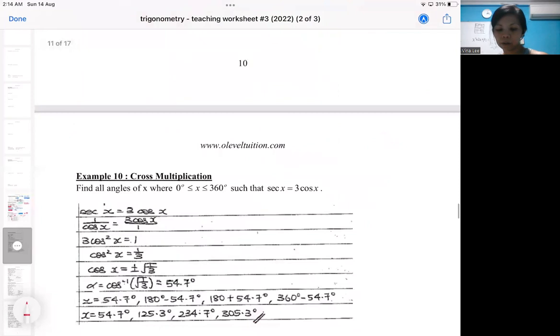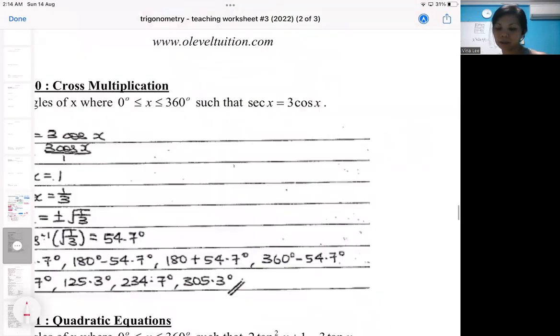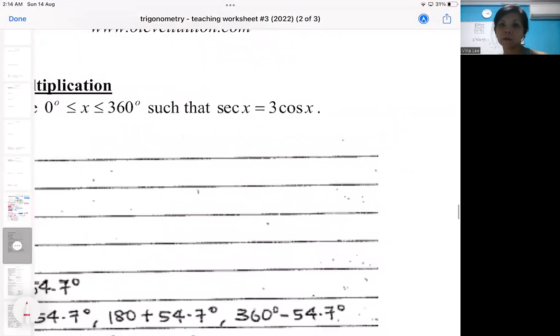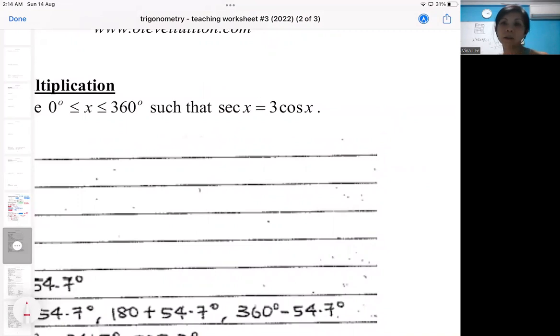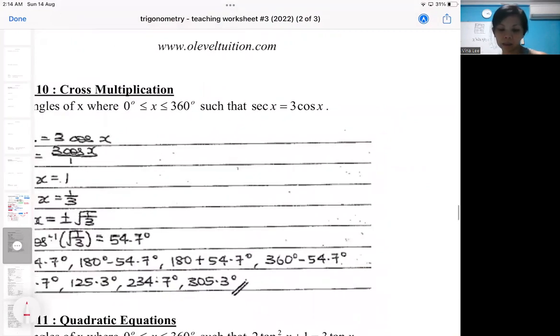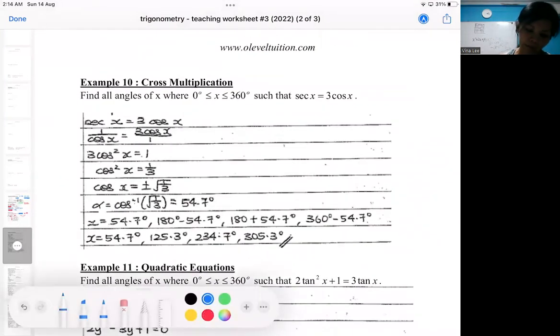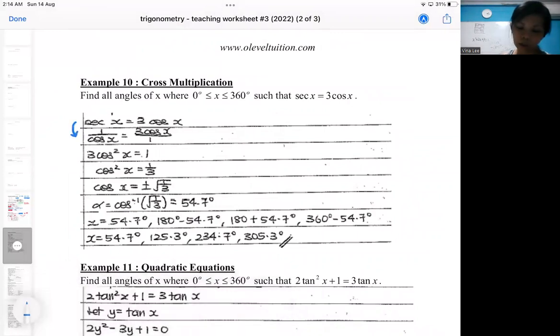So the next one, we also see more than one function. You can see there's a secant and there's a cosine. So of course, instinct is there is a formula for secant. So execute the formula for secant. And then you can cross multiply. So after you cross multiply, you will end up having a cosine square. So divide the 3 over first.